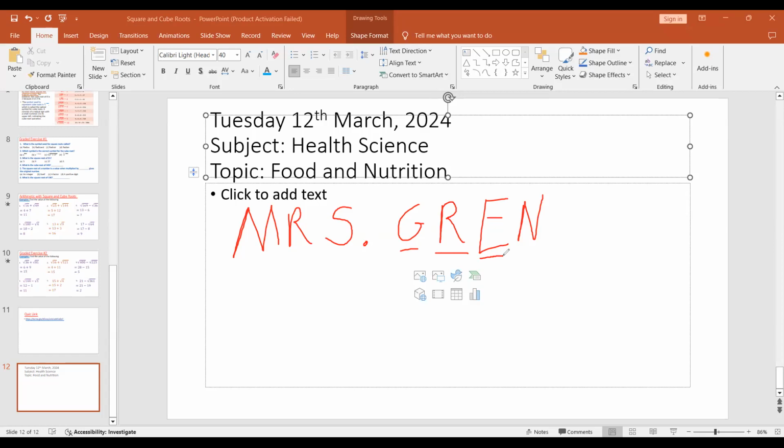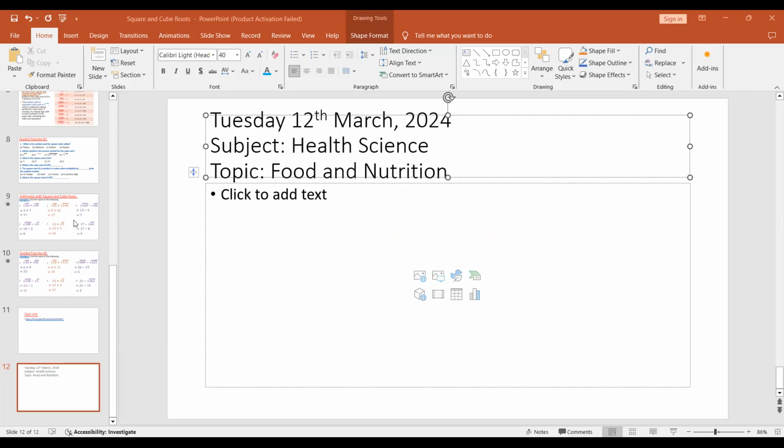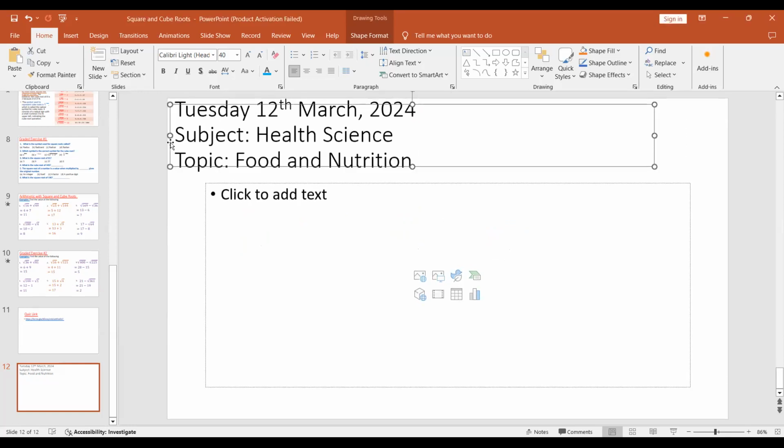Now, what is nutrition by definition? Nutrition is basically the intake of nutrients by the body, or the ability of an organism to intake nutrients and use those nutrients for energy.